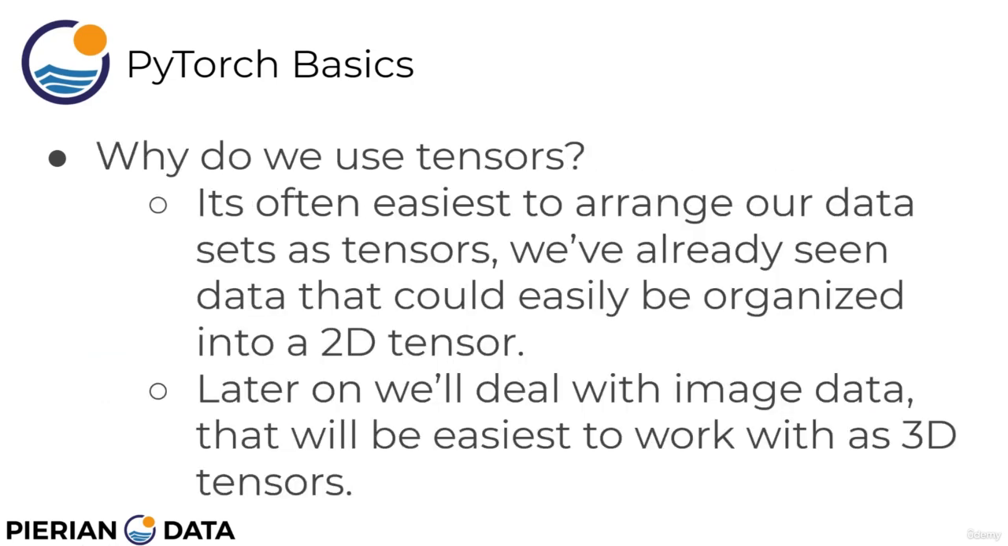So why do we actually use these tensor objects? Well, it's often easiest to arrange our datasets as tensors. And by learning about NumPy and pandas, we've already seen that data could easily be organized as a 2D tensor or matrix, where we have rows as our actual data points, and then the columns are features or a label in our data set. And later on, especially when we deal with image data, we'll see that it's easiest to work with things like 3D tensors, where we can actually store image data as kind of layers of these matrices in a 3D tensor. And then we'll have more complex layers like pooling layers and convolutional layers, and that's where tensors really come into effect.